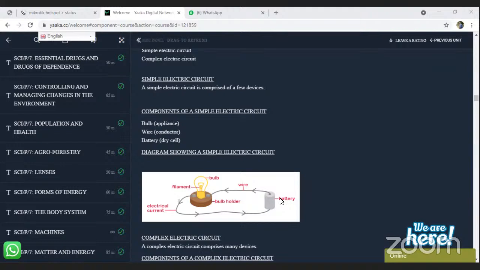Then if it is current, show the flow of current. It means you show the arrow that current is flowing from positive to negative. For current, current flows from positive to negative. For the case of electrons, electrons flow from negative to the positive terminal.